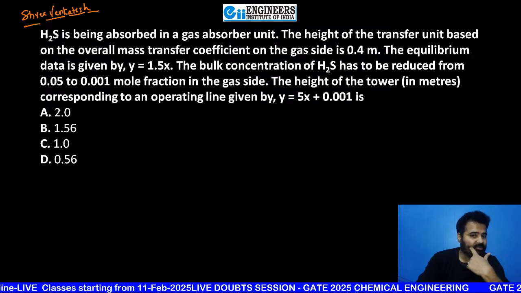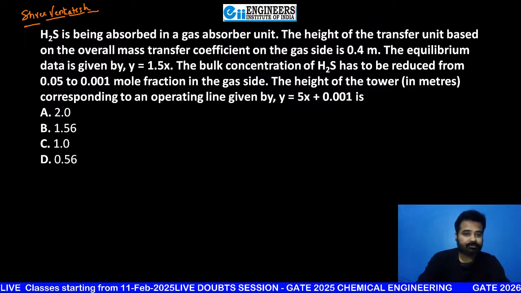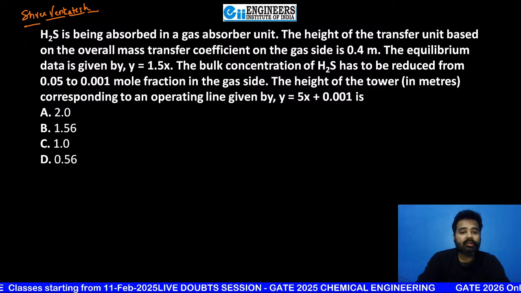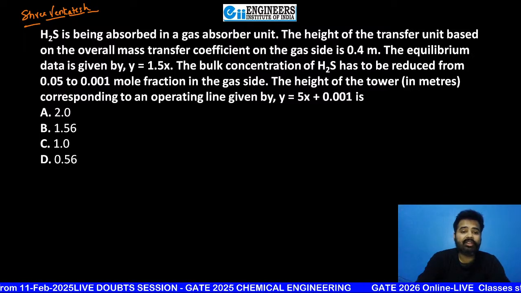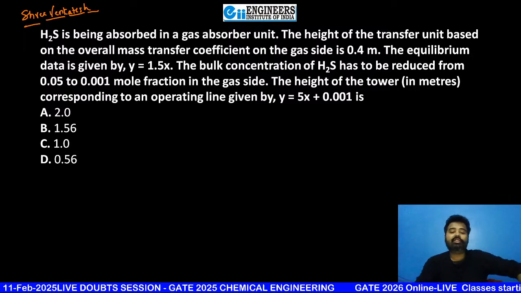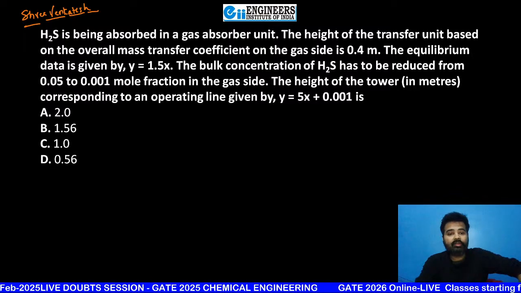You have to make a diagram. Use just the main NTU formula. If you are solving by any method, you are not going to get a different answer. Just use that (y1 minus y2) upon the log mean of (y minus y star) method. Okay.